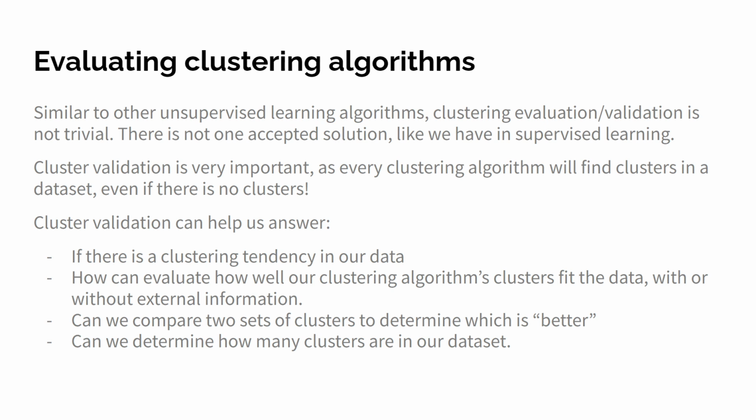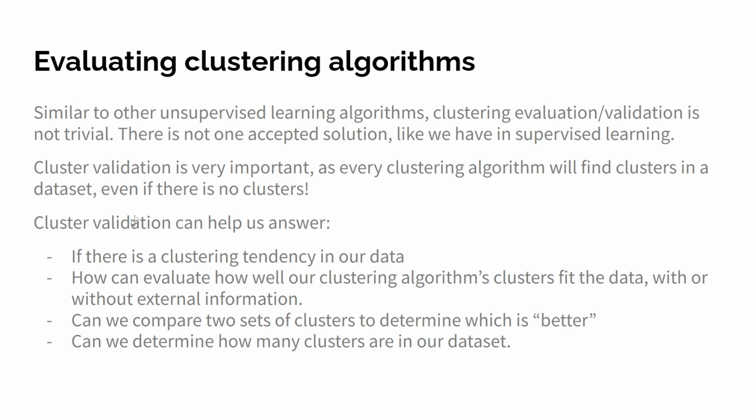In supervised learning, we have things like the cost function, which is generally accepted as a way of evaluating how well an algorithm works. But in unsupervised learning, we don't have anything like this, not one thing that is accepted like we do in supervised. But it's still important, especially because every clustering algorithm is still going to find clusters in a dataset, even if there are no clusters. Just because it spits out clusters at us doesn't mean they're correct, or that there are even clusters in the first place. And if there are clusters, they might not be the correct clusters.